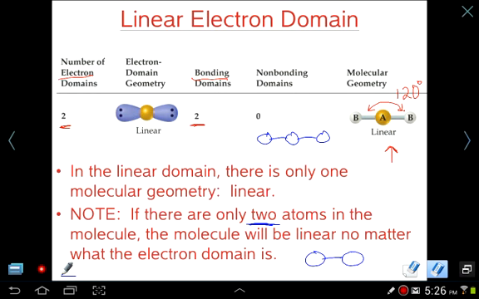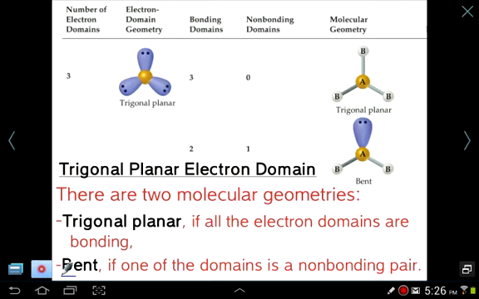The second possibility, take a look here, is if you have yourself 3 electron domains, and there are 2 possibilities. If all 3 are bonding, then you get yourself this picture. And this picture is called trigonal planar.